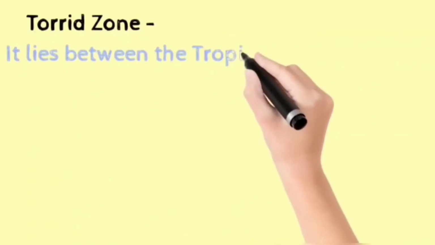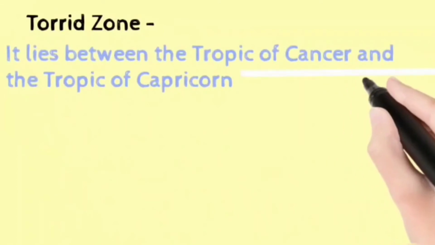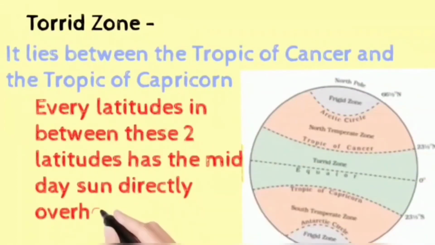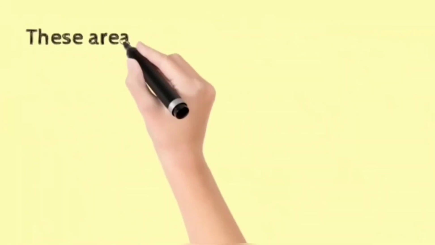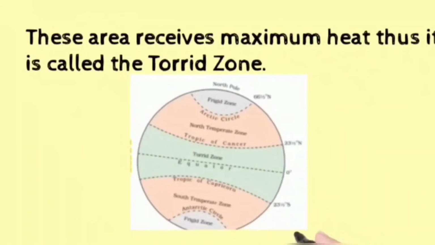First one is Torrid Zone. It lies between the Tropic of Cancer and the Tropic of Capricorn. Every latitude has the midday sun directly overhead at least once in a year. These areas receive maximum heat, thus it is called the Torrid Zone.